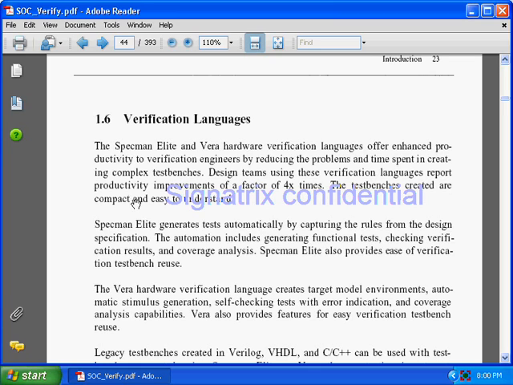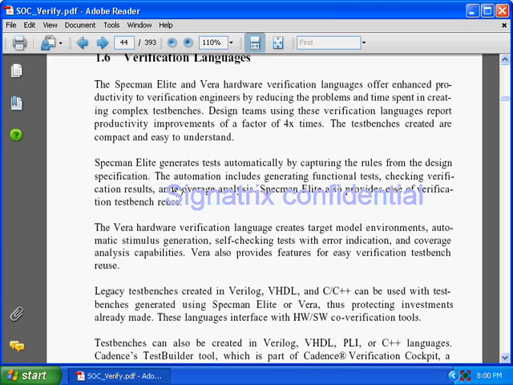The test bench creators are compact and easy to understand, so you need not write more code. Okay, so it is very compact and very easy to understand. Specman Elite generates tests automatically by capturing the rules from the design specification. So they are telling that Specman Elite will capture some of the rules from the design specification and it will generate the test. The automation includes generating functional tests, checking verification results, and coverage analysis.